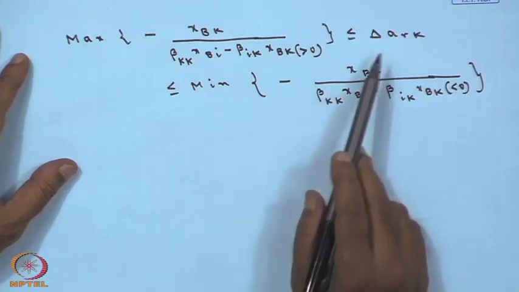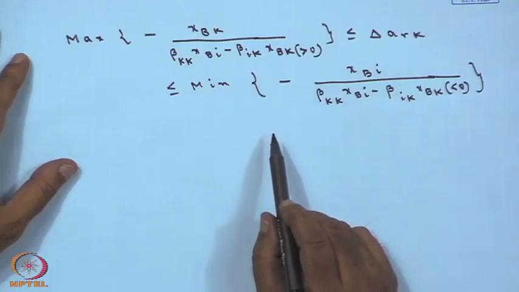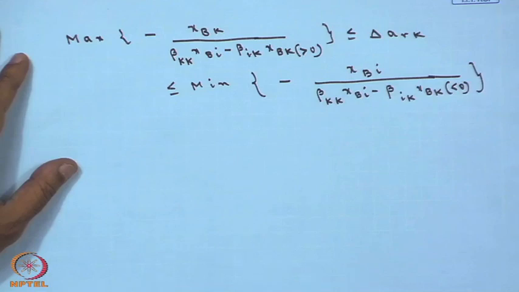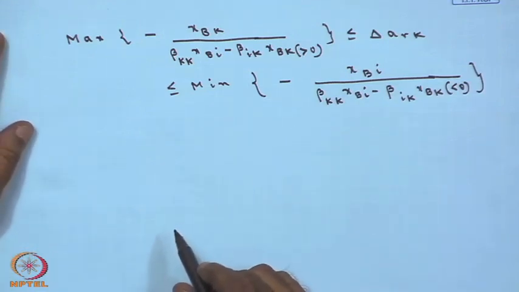But if it does not lie in this range, in that case the optimal solution will not remain feasible and you have to do the other calculations again. Now, let us see for optimality what is the range.